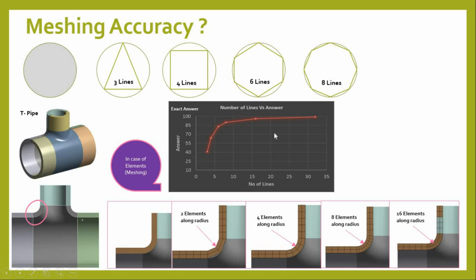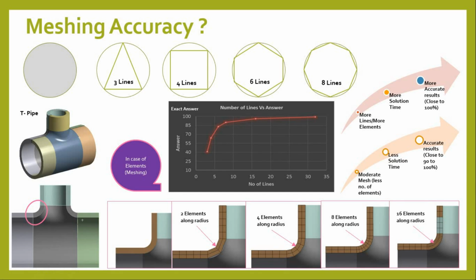Okay, so we need to think about these things: more lines or more elements means more solution time, with 100% accurate results. But nowadays we don't want 100% accurate results because most things are time dependent. So in that case, we need to do a moderate mesh. We need less solution time, and then we get results 90 to 100% accurate. This is the most widely used methodology in industries nowadays, because if you put in more elements, ultimately it will increase your effort and time. Also, the solution time to get the equation solved will increase.